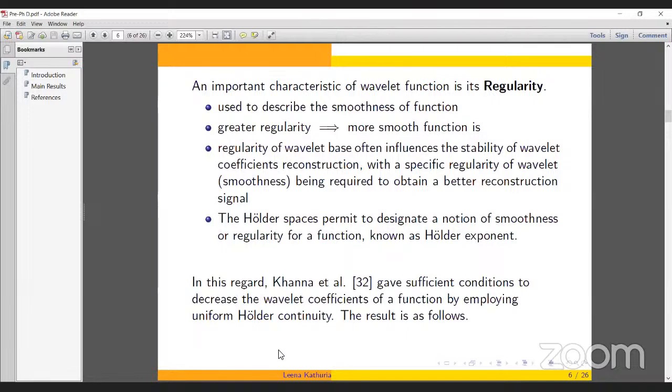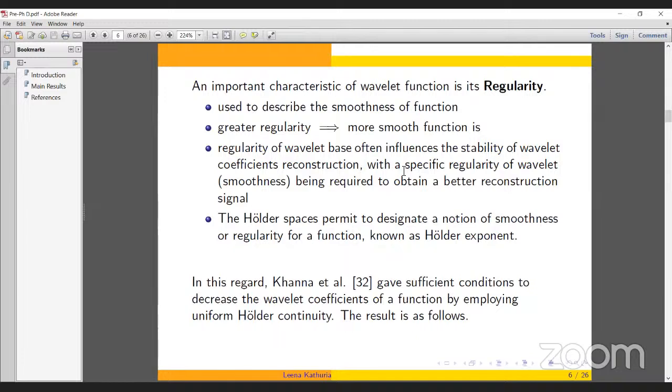So next we'll discuss the results relating to regularity. So what is basically regularity? Regularity is used to describe the smoothness of a function. By smoothness we mean having continuous derivatives of a function up to some definite order in the domain, and greater regularity implies more smoothness of the function. So the regularity of a wavelet basis often influences the stability of wavelet coefficient reconstruction, with a specific regularity of the wavelet being required to obtain a better reconstructed signal.